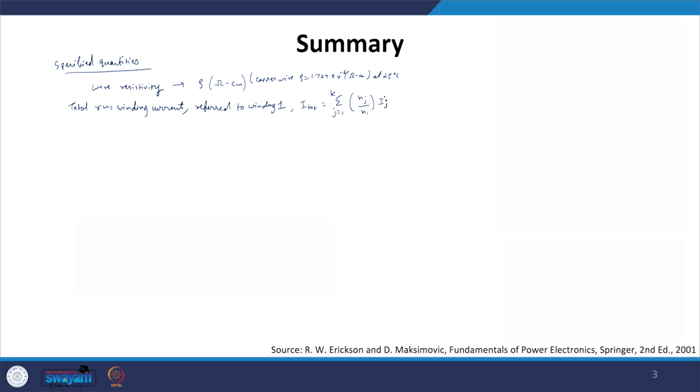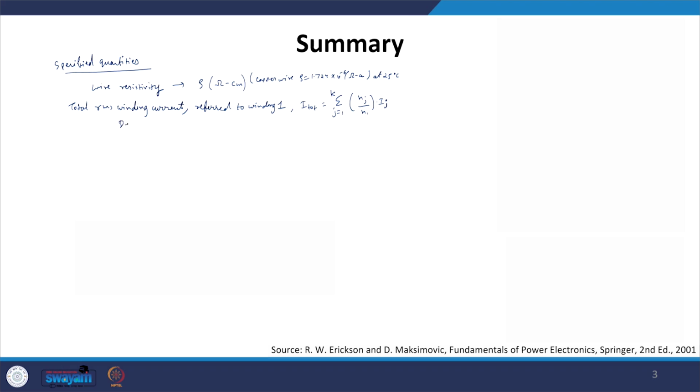So, this is the Ij. It depends upon the RMS current in the different windings we have. Now, this particular Ij you can calculate for every winding, and then you can refer it to the primary side to obtain the total RMS winding current.